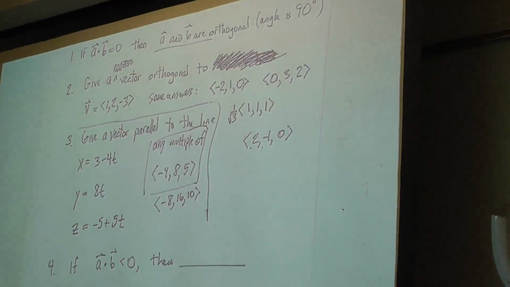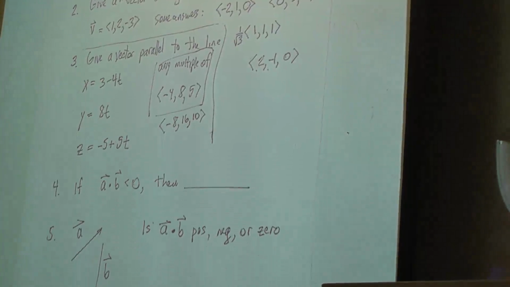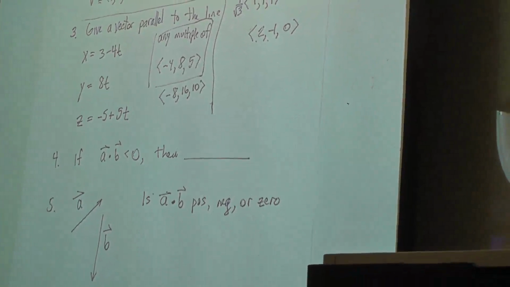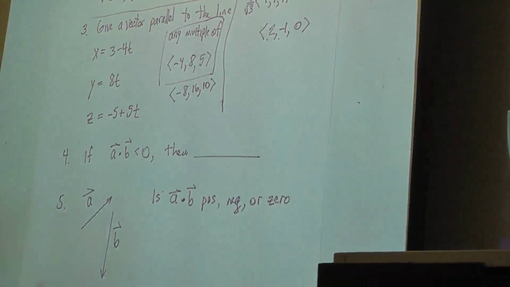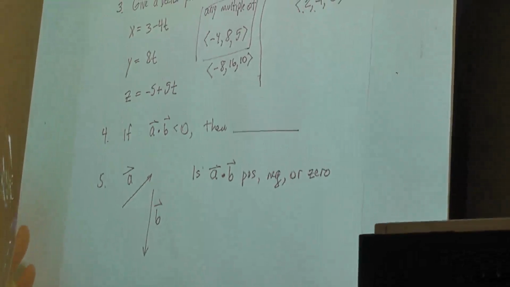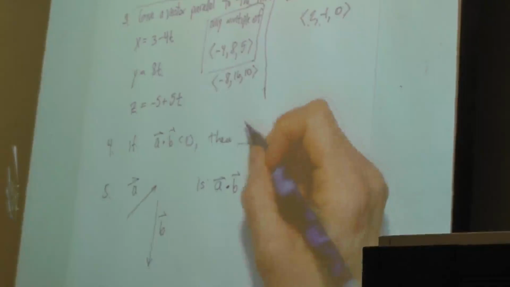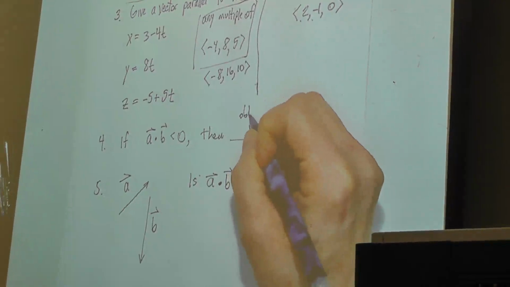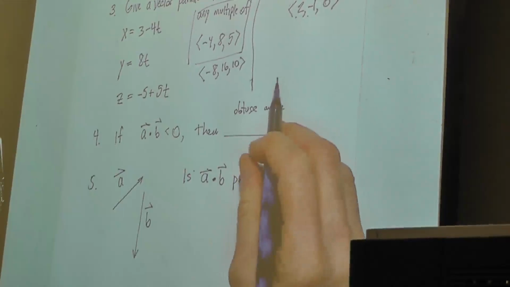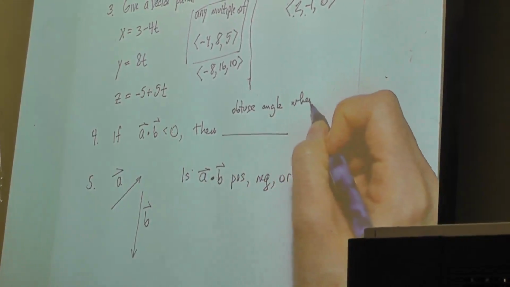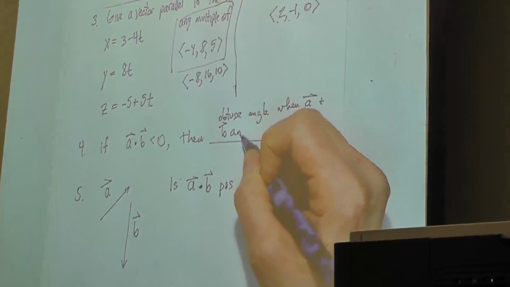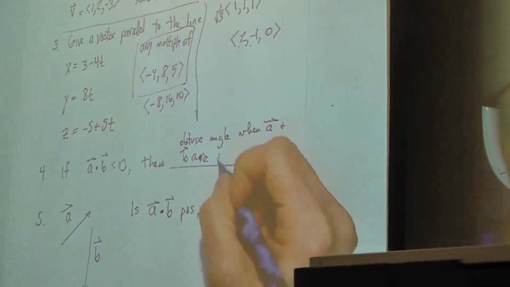If A dot B is less than 0, then the angle between the two is obtuse, bigger than 90 degrees when you put those vectors tail to tail. So you have an obtuse angle bigger than 90 degrees when A and B are tail to tail.